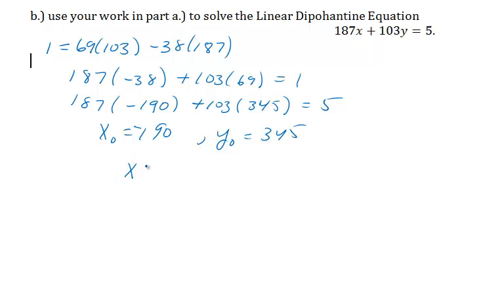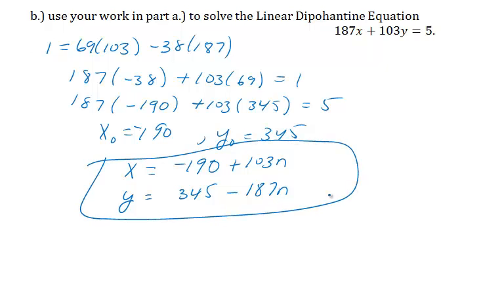So our final solutions are of the form x equals negative 190 plus 103n, since d is 1, and y equals 345 minus 187n. Again, where n is any integer.